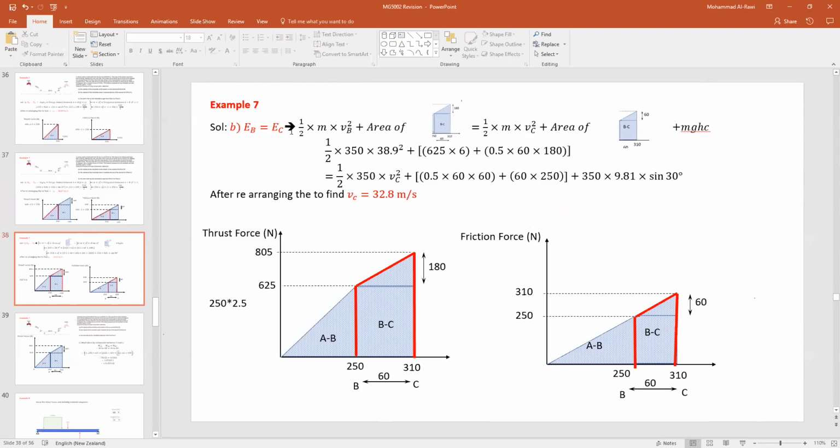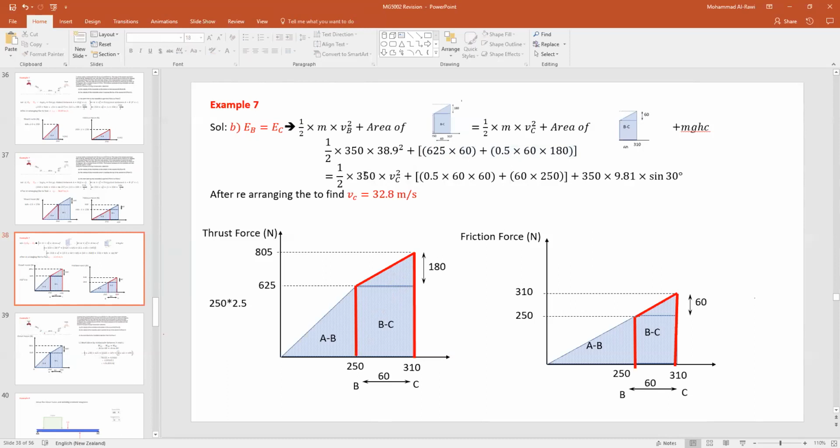So we write the equation. Kinetic energy at B plus area of energy added due to the thrust. So what do you have for the area? If we look carefully here, the first one is 625 times 60. And plus half of the base, which is 60, times the height, 180. All right, now equals to what?